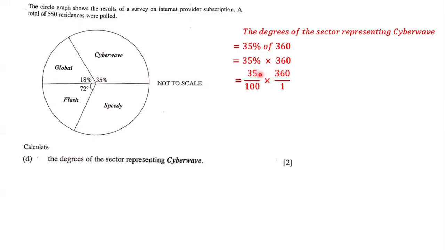We multiply 35 by 360, and that gives us 12,600. We have 100 times 1, which is 100. Next, we say 12,600 divided by 100, and that gives us 126. And so that means that the degrees of the sector representing Cyberwave is 126 degrees.